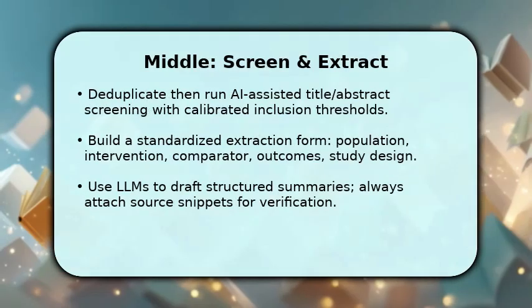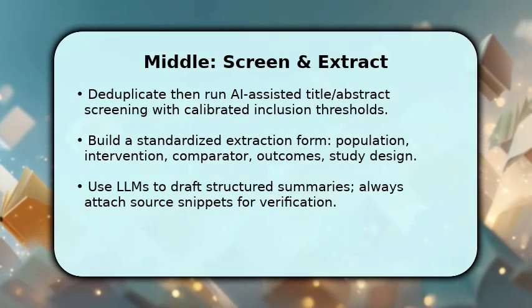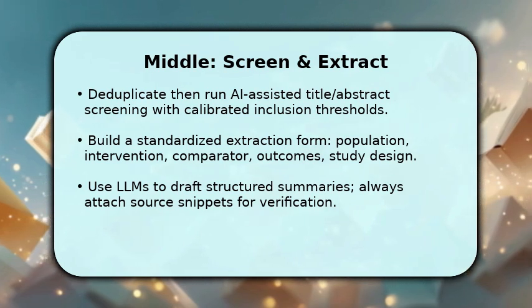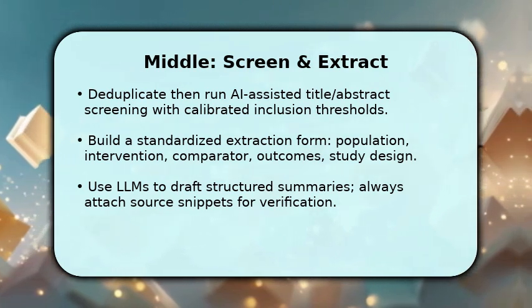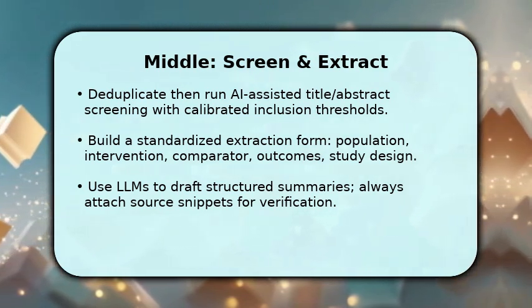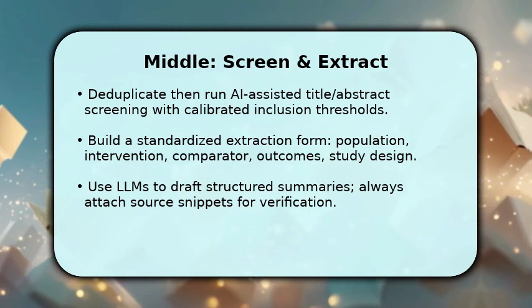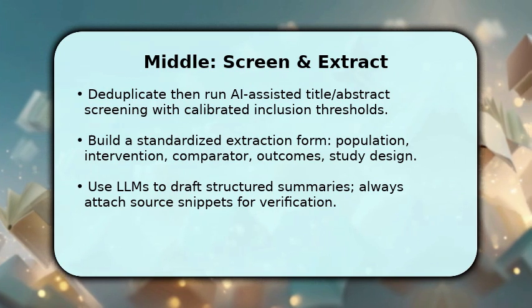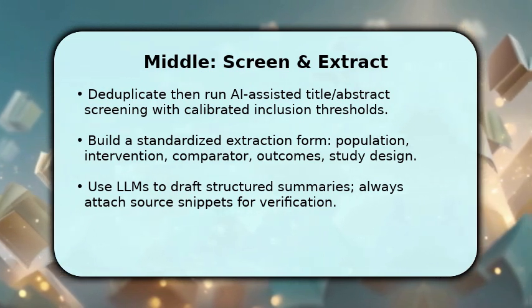Once you have the raw records, deduplicate and feed titles and abstracts into your screening tool with clear inclusion rules, because consistent thresholds reduce bias. Then create a standardized extraction form capturing population, intervention, comparator, outcomes, and study design so data are comparable.